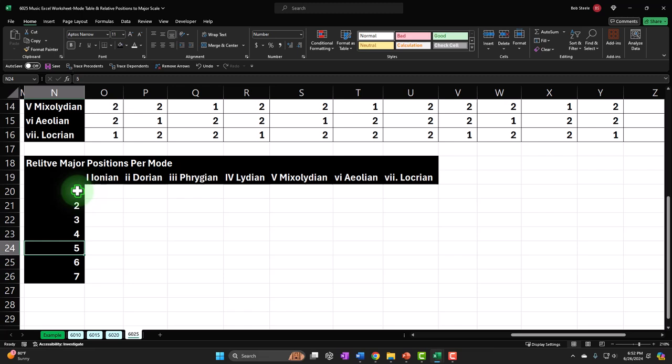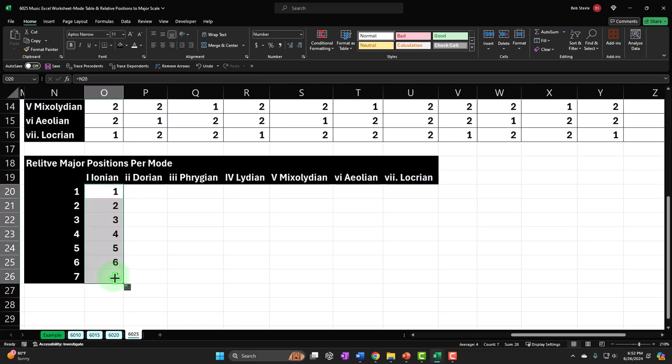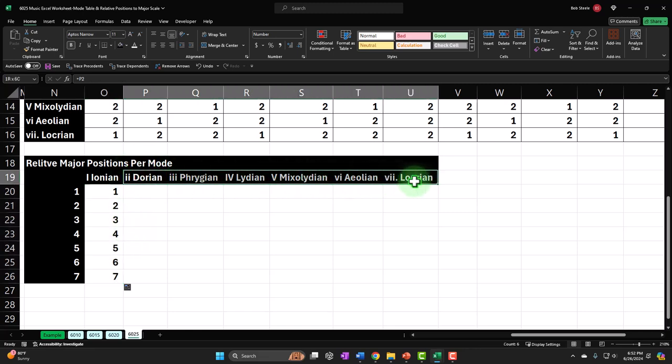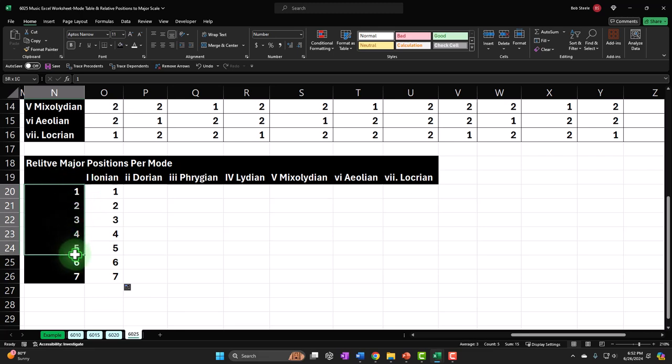What's gonna happen is there's gonna be a change in terms of which one we're starting at. So we're gonna compare everything to the Ionian, which is the major scale. So on the major scale, it's just gonna be the same. This equals 1, 2, 3, 4, 5, 6, 7. That's gonna be our major scale. Now I'm gonna compare all of the other modes to the relative positions in the major scale.